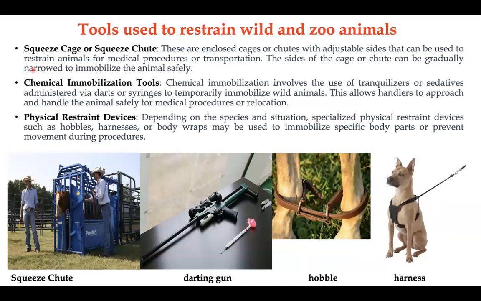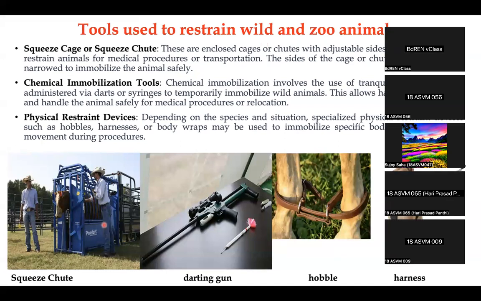We have some other equipment we use to restrain wild and zoo animals, like the squeeze cage or squeeze chute. This kind of chute is common in animal farms, where we can control the width of the chute.